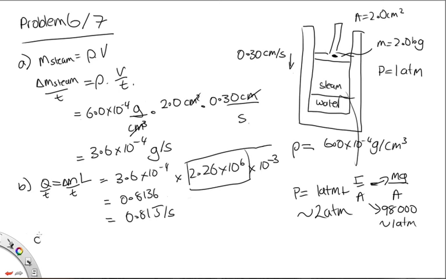Okay, part C. What is the rate of change of internal energy of the steam and water inside the chamber? Well, the change in internal energy comes about because of two things, because of the heat and because of the work. Okay, so we want rates, so let's just divide everything by t. This is just the first law of thermodynamics. Now, up here, we calculated this term, so this one's done. So what we need to do is work out the work.